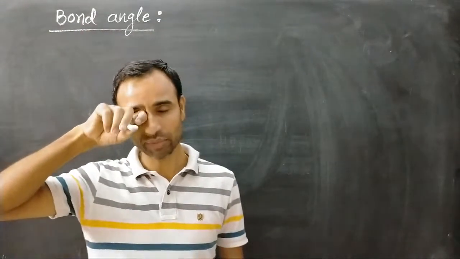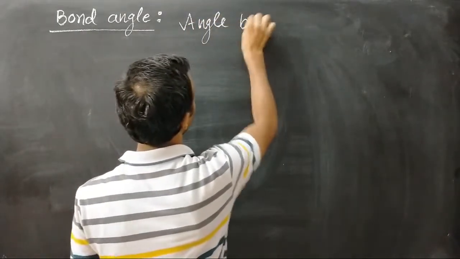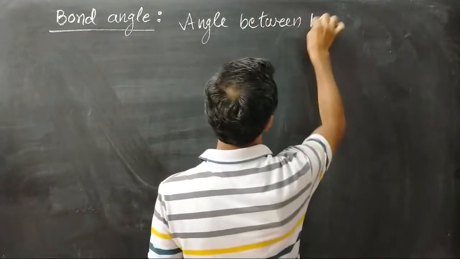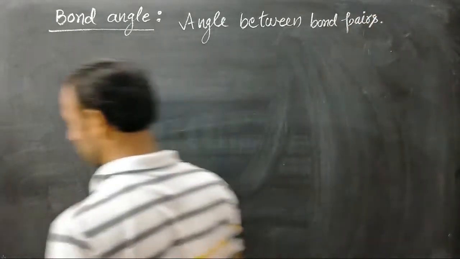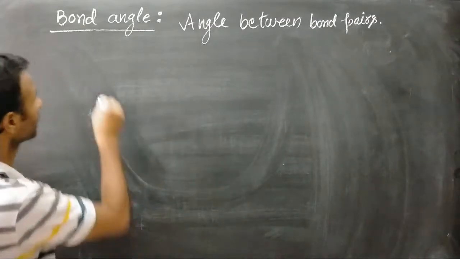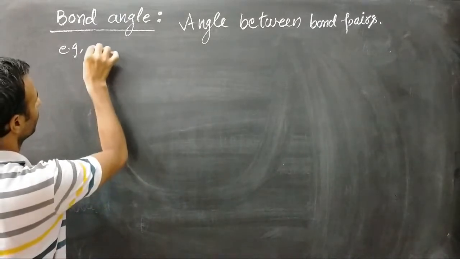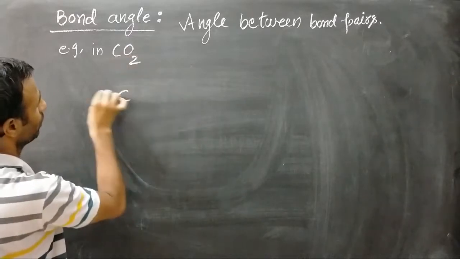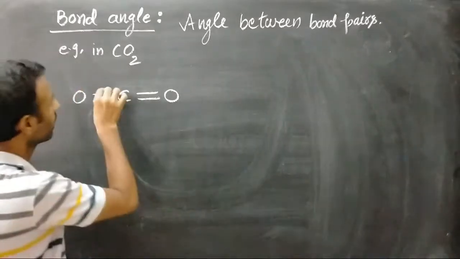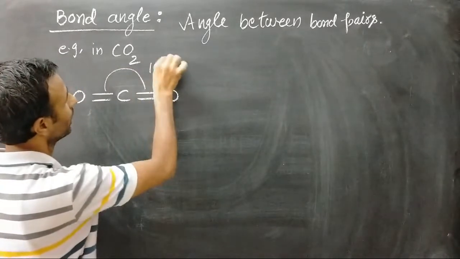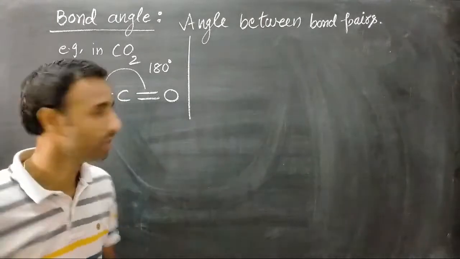It is the angle between the bond pairs. For example, in CO2, there are 2 bond pairs. It lies like this, so the angle between the 2 bonds is 180 degrees. So the angle between bond pairs is called bond angle.